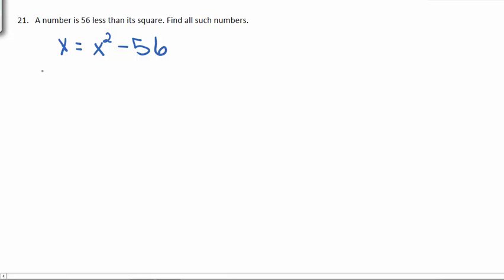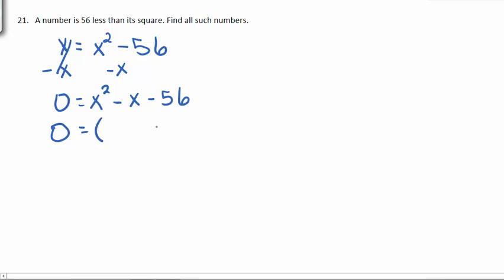Anytime we're solving a quadratic, anything with an x squared, we want everything on one side. So I'll subtract x over. x squared minus x minus 56. Now we will factor. I need two numbers that multiply to be 56 that add to be -1. And I get this from 7 and 8, in particular -8 and +7.